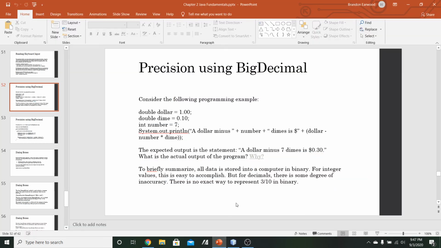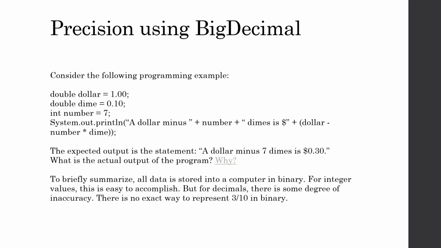But to summarize this problem in about 4 sentences instead of about 5 paragraphs, we've got that all of our data is going to be stored in our computer in binary. So we know that in a computer system, everything is in a bunch of zeros and ones. For integer values, it's fairly easy to store that integer number, just taking its decimal representation and then converting that to some binary representation. But for decimal numbers, it's much more difficult to accomplish this. There's going to be some degree of inaccuracy.